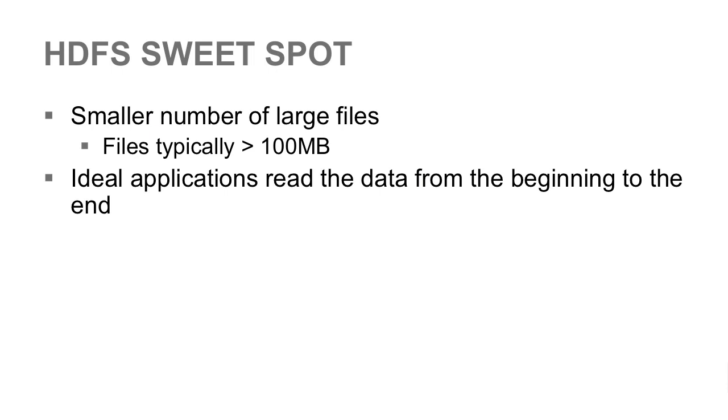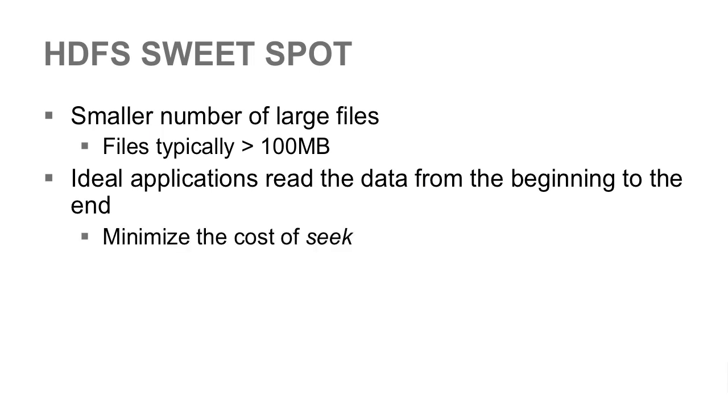Now, when we are thinking about our processing, and you may remember when we explored the MapReduce algorithm, we were reading the data from beginning to the end. And this is something that would be important for HDFS. You don't have random access to a piece of data in HDFS. So you normally read your data from the beginning to the end.